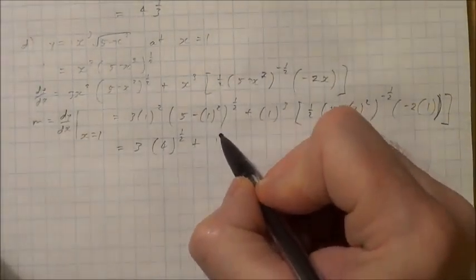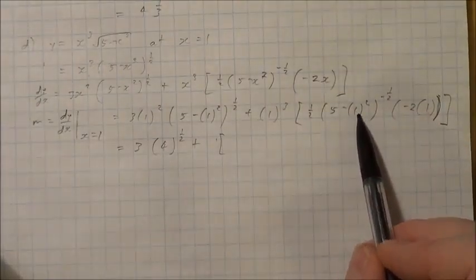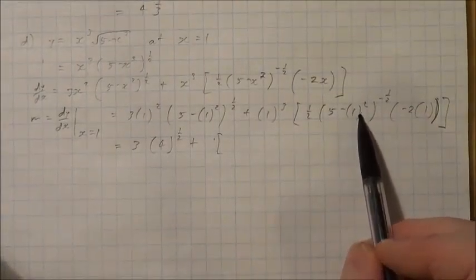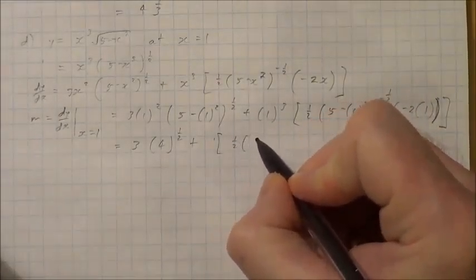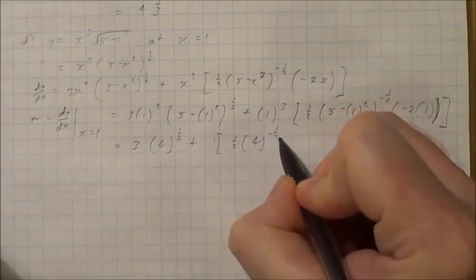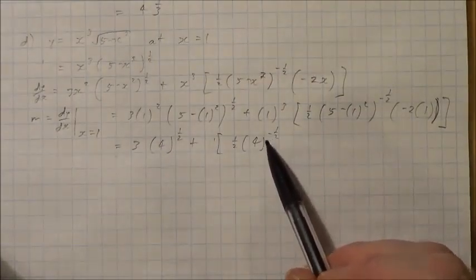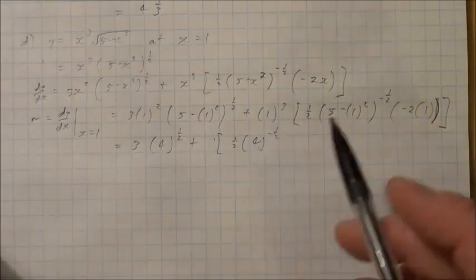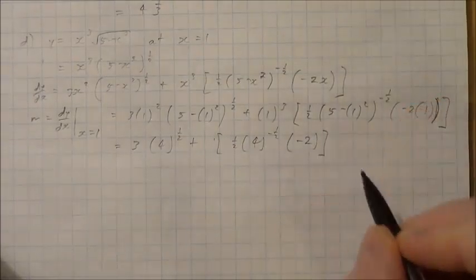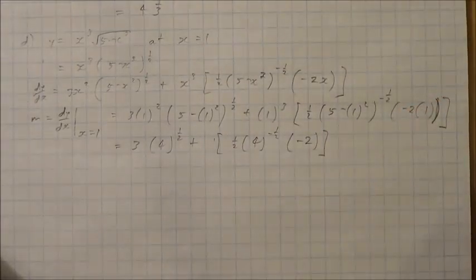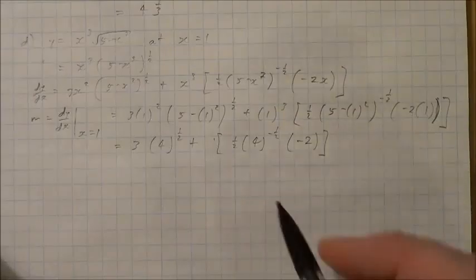Then I've got here 1 squared. 5 minus 1 squared would be 4. And so I've got 1/2 times 4 to the negative 1/2. Well, that we'll find the reciprocal and take the square root of that eventually. And this gets multiplied by negative 2. Hopefully everything is working out okay so far.